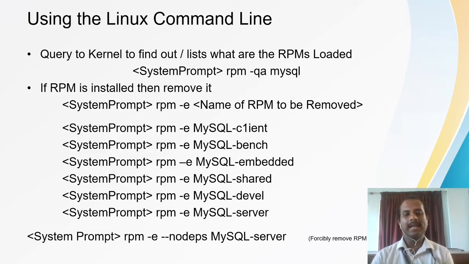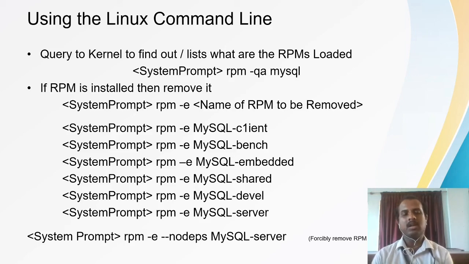Using the Linux command line, as I already mentioned, let us say that your system has already installed certain RPMs. Then you have to uninstall them, right? In the previous slide, I mentioned that if it is already installed, then you have to uninstall. Before uninstalling, you have to know which RPMs are present. You can use the command rpm -qa mysql. This command will list the RPMs that are loaded, and it will display the different RPMs on your screen.